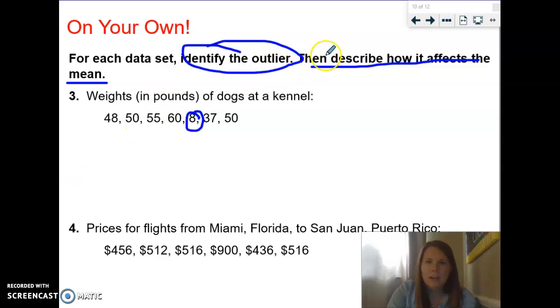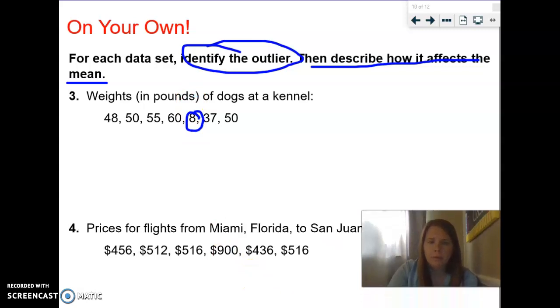And the biggest thing, again, when understanding how this affects the mean, is that if you do include this outlier in this case, because this outlier is smaller, the outlier is going to bring the average down. So the biggest thing you would want to write down here is that this outlier would bring the average down. Okay.